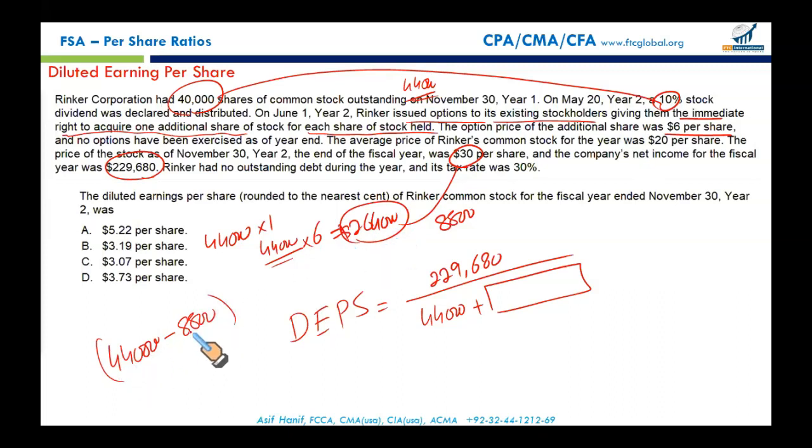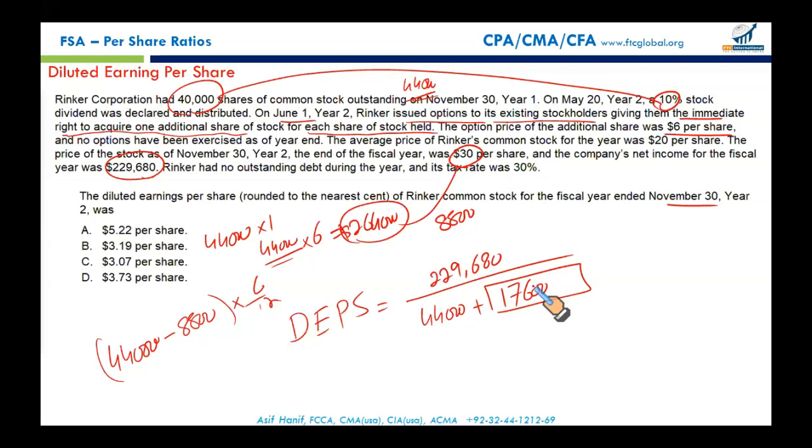And this number will be counted from 1st of June till the end of the year, which is 30th November in this case: June, July, August, September, October, November, 6 months out of 12. So this is the computation you will do. 44,000 shares will be issued, 8,800 shares will be purchased by the firm using the money collected. 35,200 multiplied by 6 upon 12 gives you 17,600. This will serve as the increment to the denominator of the diluted earning per share.